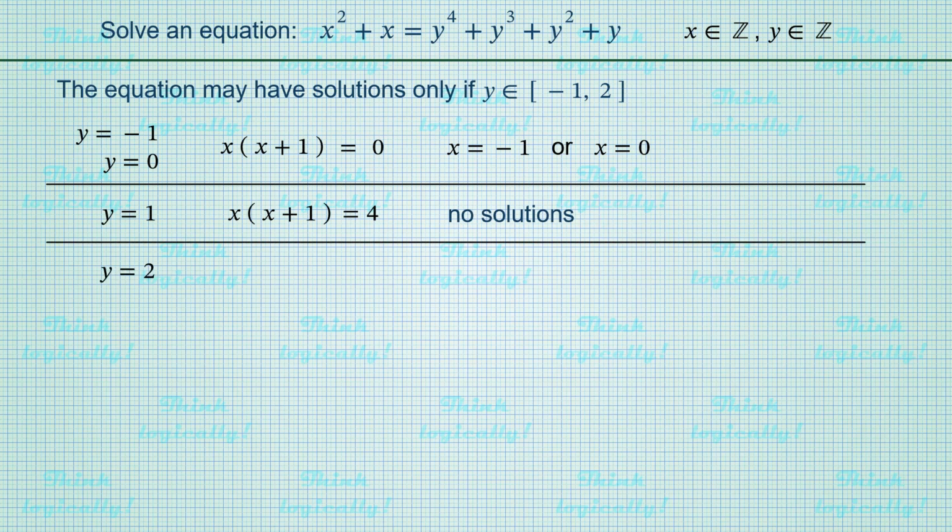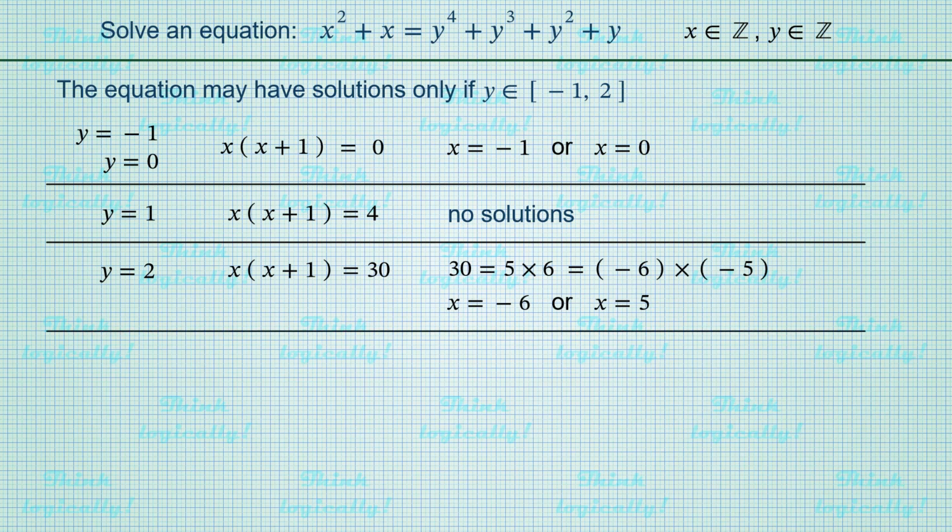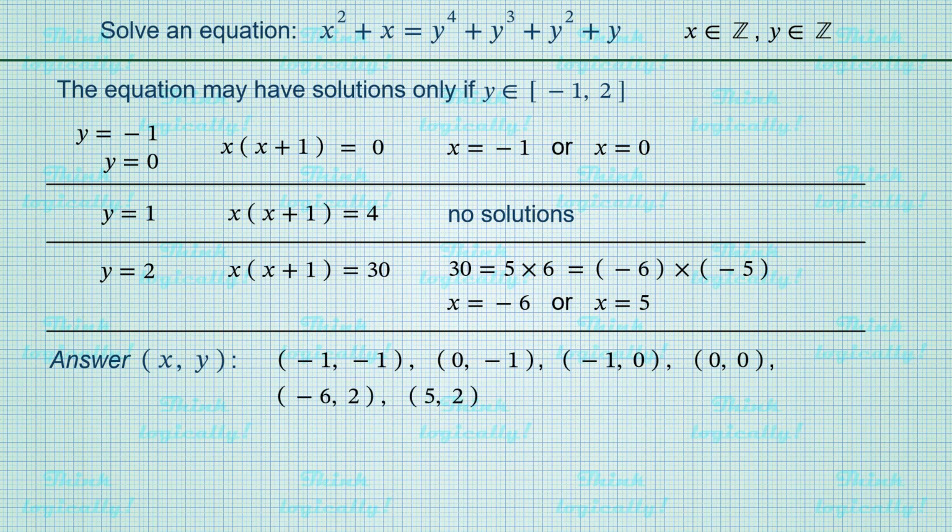Finally, if y equals 2, the right-hand side is 30. There are two ways to represent 30 as a product of two consecutive integers: 5 times 6 or -6 times -5. This gives two possible values of x for y equals 2: -6 and 5. So the answer consists of 6 (x, y) pairs, 2 pairs where y is -1, 2 pairs where y is 0, and 2 pairs where y is 2.